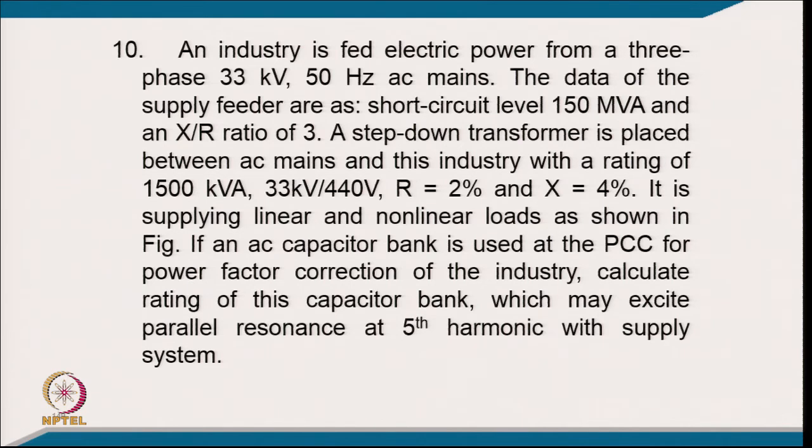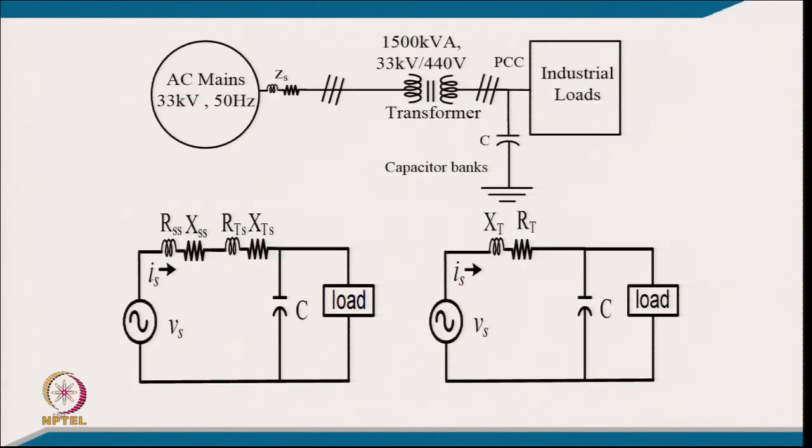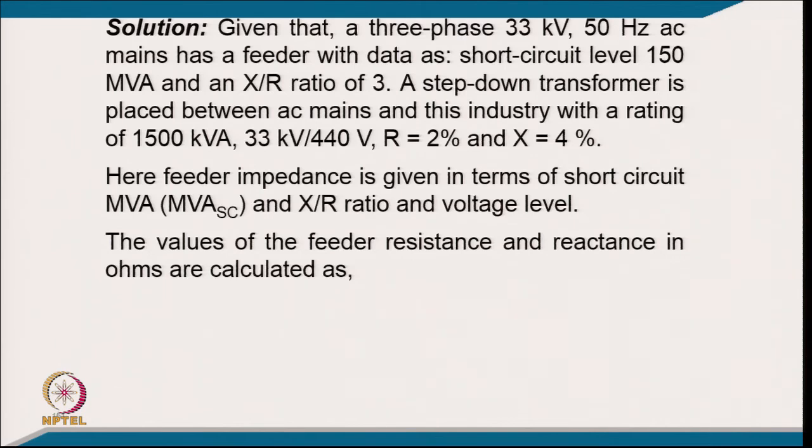If an AC capacitor bank is used at the PCC for power factor correction of the industry, calculate the rating of this filter capacitor bank, which may excite the parallel resonance at the 5th harmonic with the supply system. This is the supply system, the source impedance, then the transformer with the capacitor. This is the impedance of the source towards the secondary side or low voltage side of the transformer, and the transformer resistance, reactance, short circuit impedance, and then the capacitor here, which can be lumped together. So the equivalent circuit comes from that. So, we can find out the corresponding resonance condition.